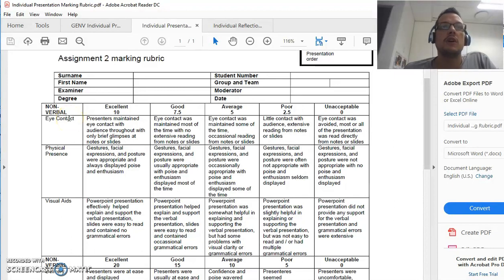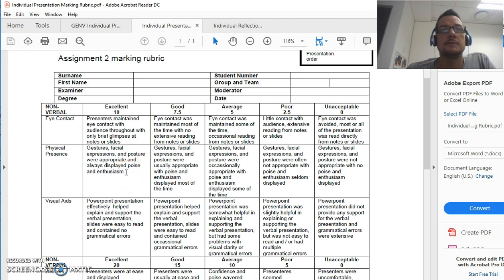You're going to get 10 marks for eye contact. Are you making eye contact with the lecturer? Or are you reading from notes? Physical presence. Are you being enthusiastic? We want you to be enthusiastic when you present. If you're not enthusiastic to present, we're not going to be enthusiastic to give you marks. So please, fake your enthusiasm, act.